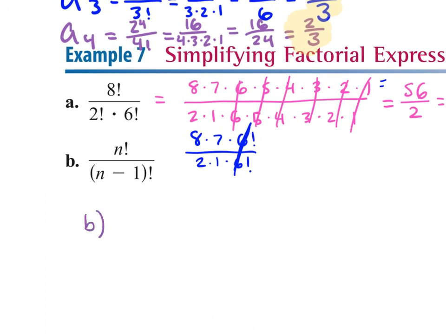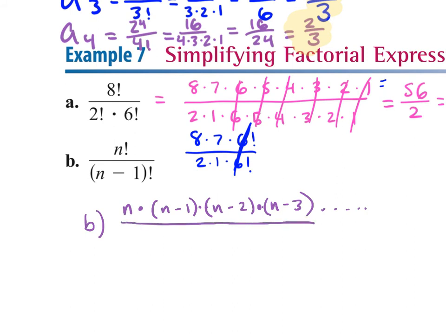So B is a fun one. We start with n factorial. So we start with n times what number is 1 less than n? What would come next? So to go 1 less than n, we say n minus 1. And then 1 less than that would be n minus 2, n minus 3, and then we just keep going. Dot, dot, dot.